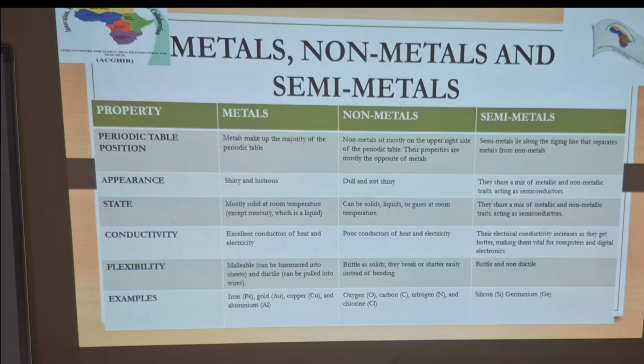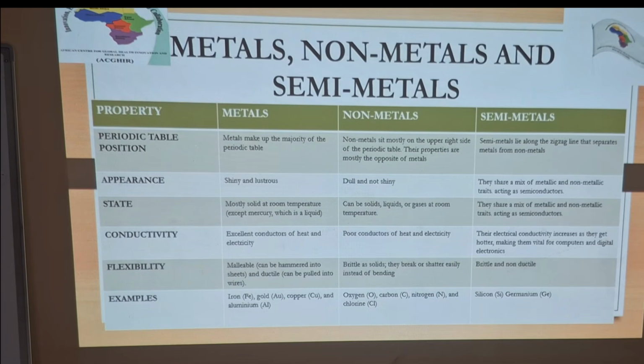In terms of conductivity, they are poor conductors of heat and electricity, and they are brittle as solids. They break or shatter easily instead of bending. Examples of the nonmetals are oxygen, carbon, nitrogen, and chlorine.